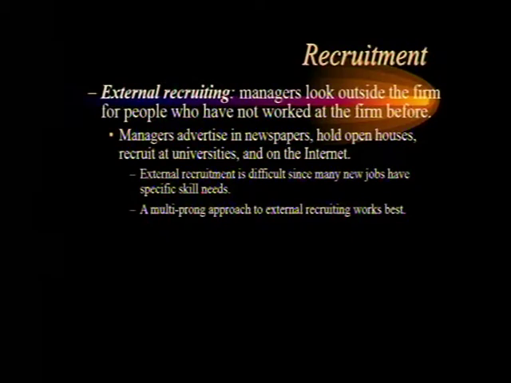Now, on recruitment and selection, what we see here is external recruiting. For example, managers look outside the firm for people who have not worked at the firm before. Managers can advertise in the newspapers, hold open houses, recruit at universities, on the net. External recruitment is difficult since many new jobs have specific skill needs. The organization needs to be more proactive when it comes to external recruitment. The positive part about external recruitment is it brings in new blood, new workers with new ideas, workers who help in turning around the organization.